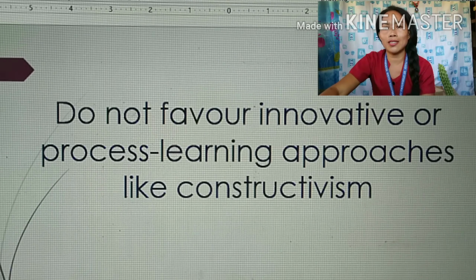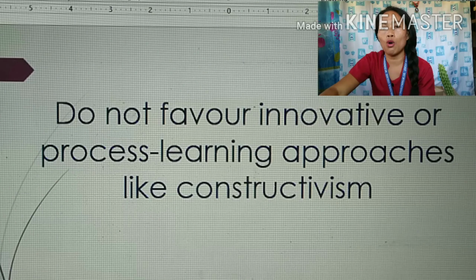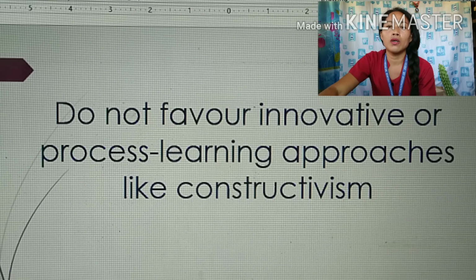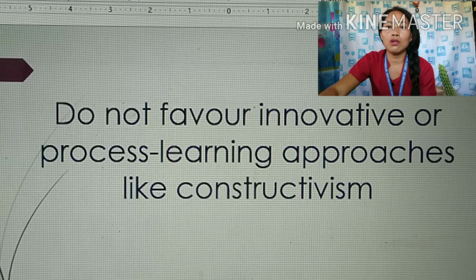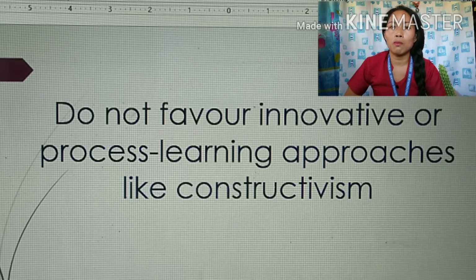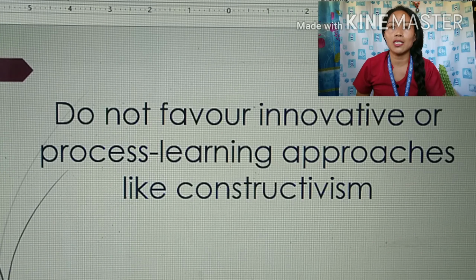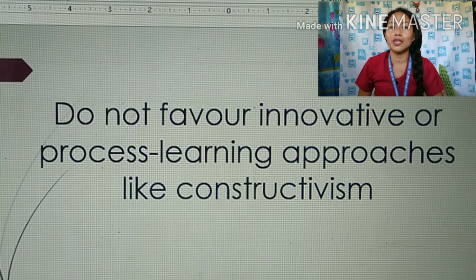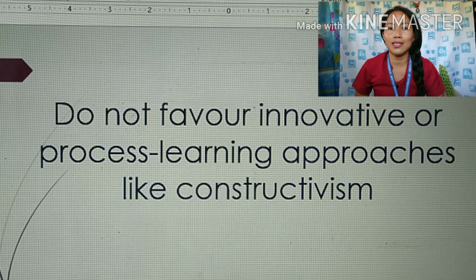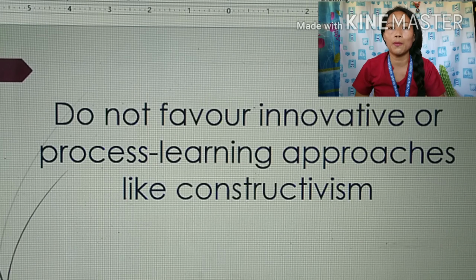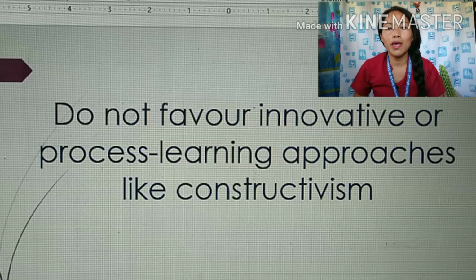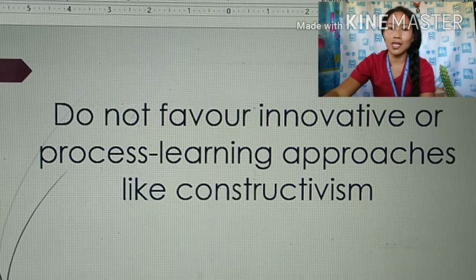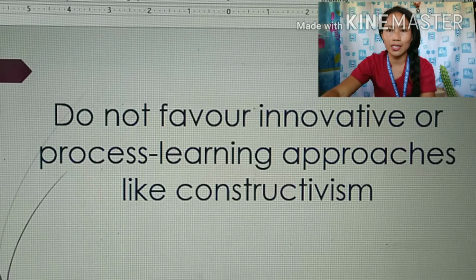But the essentialist teacher does not favor innovative or process learning approaches like constructivism, which allows students to construct knowledge based on past knowledge or experiences, because the role of the teacher is to help students build their knowledge and to control the learning process in the classroom, rather than allow students to drive lessons, shift instructional strategies, and alter content.